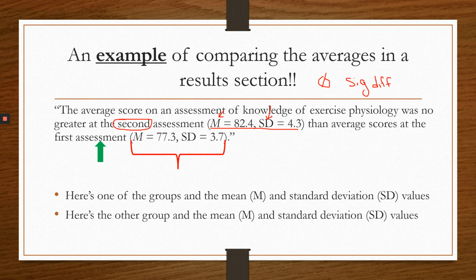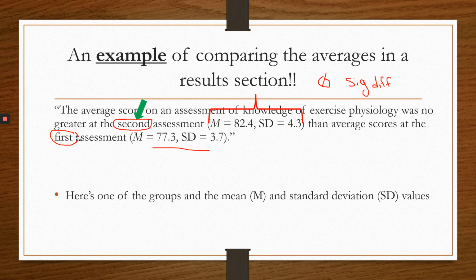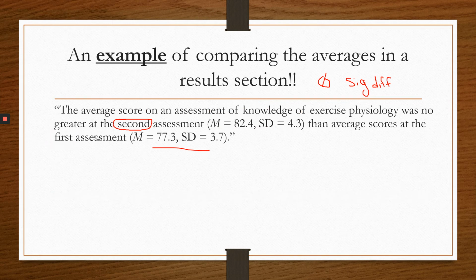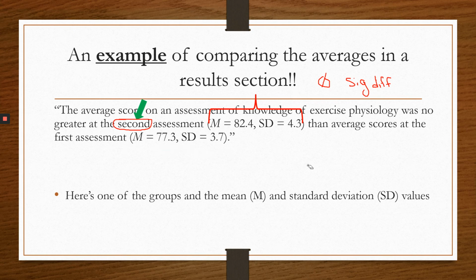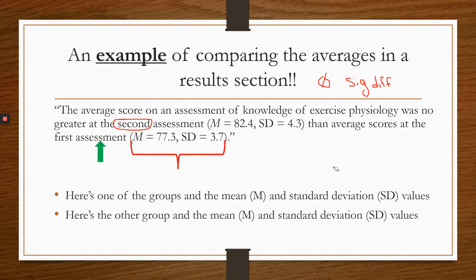Here's the other group, so mean and standard deviations. Here's the second group, or actually the first, but it's the other. Do I need to run that back? Let's run it back so y'all can all get it. Here is the first group right here. And here's the second group right there. First group, second group.